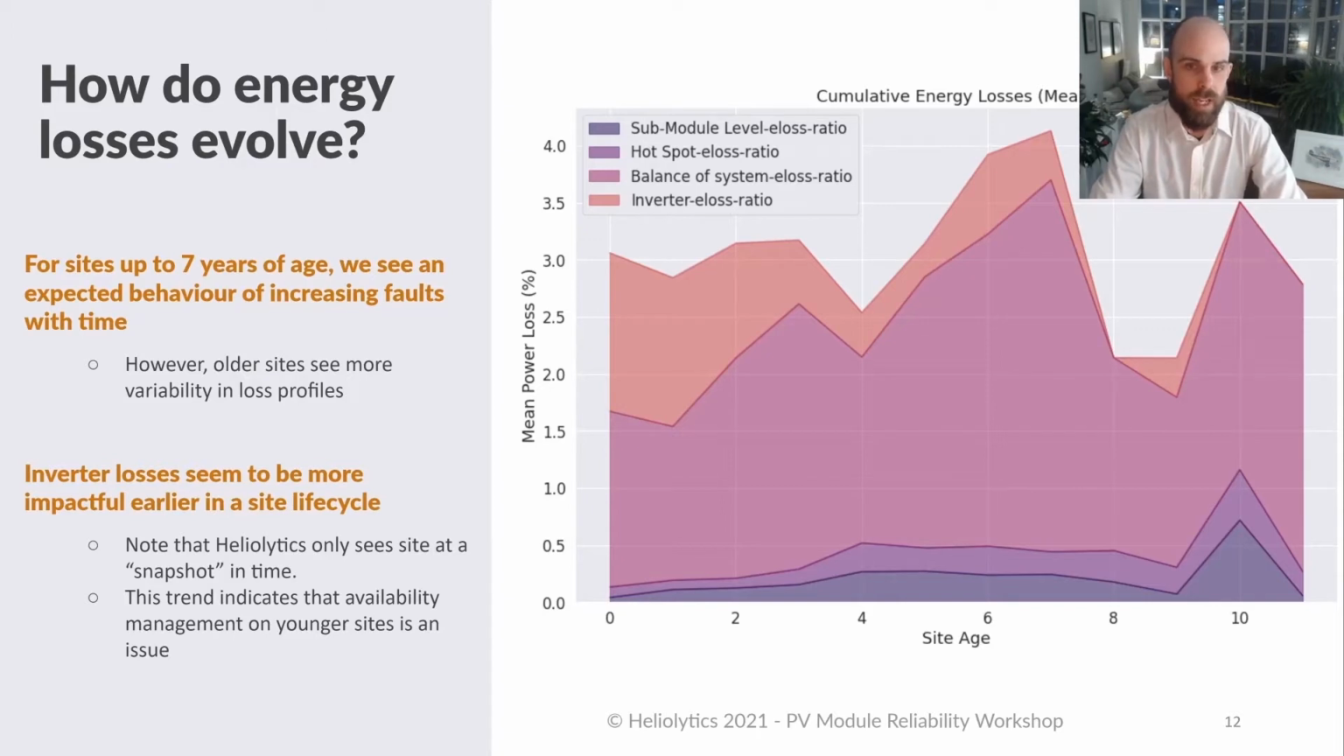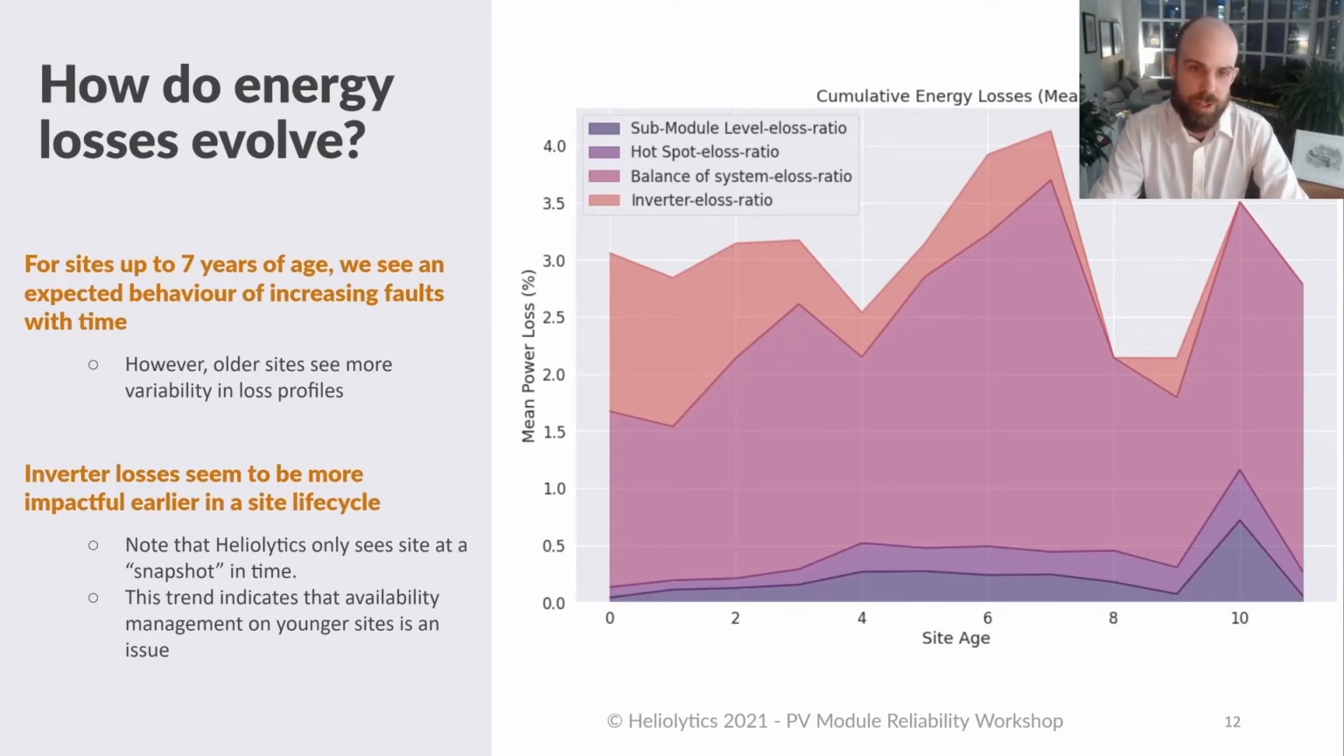So we can also look at how this evolves over time. In this case, we're looking at the evolution of power loss over time, and we're looking at the mean because we're looking at an aggregated portfolio view for each year. Overall, what we can see up to about 7 years of age is a generally increasing trend of failures. After that, we're seeing a bit more of a variable trend, where some of the older sites are actually performing at a better mean power loss than some of the newer ones.